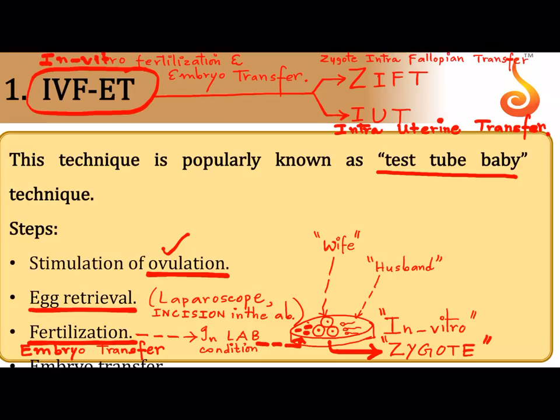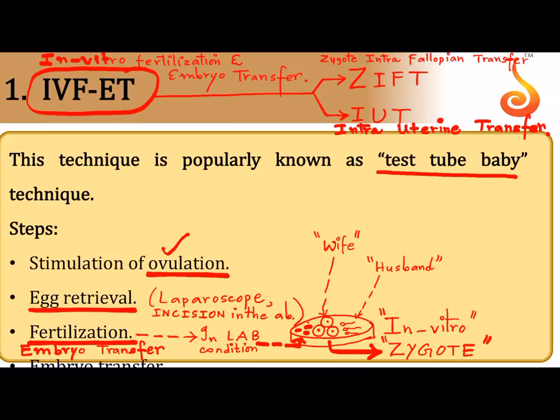Is this clear to all of you how in vitro fertilization is carried out? Now I want you to think about certain things. Why is it called in vitro fertilization? Because fertilization happens outside the body, fertilization does not take place under natural living conditions. Fertilization takes place in lab condition in a petri dish. That's why it is called in vitro fertilization.